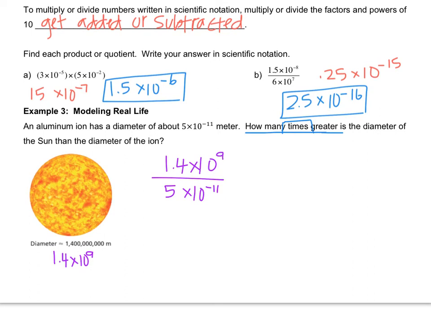So we do 1.4 divided by 5, and you get 0.28. And then when you do division, you subtract the exponents. So 9 minus negative 11 is 20. It's not written in scientific notation form. So let's move it. If I move it once to the right, then I would only need to move it 19 more times to the right. So it's 2.8 times 10 to the 19th times greater.